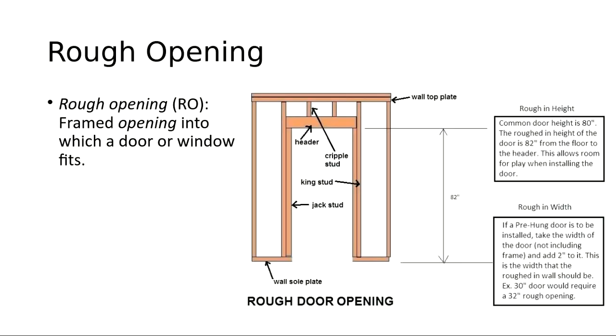So rough opening is another term that you need to know. Rough opening is the framed opening that a door or window fits into. So you have to figure out how big your door or window is. And the door or window includes the frame around the actual door or window. And then you have to make the rough opening usually a couple inches wider than your door or window.